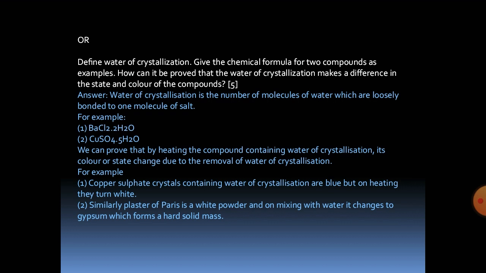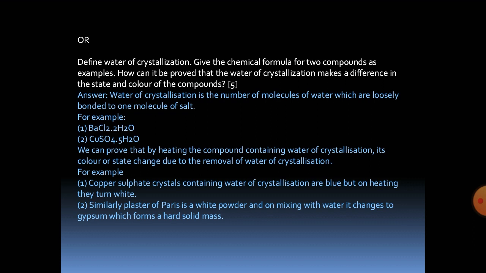You can give any example like CuSO4.5H2O. These 5H2O are the water of crystallization. Or you can give an example of barium chloride, which has two molecules of water of crystallization. We can prove this by heating the compound containing water of crystallization. When you heat that compound, the state changes due to the removal of water of crystallization.